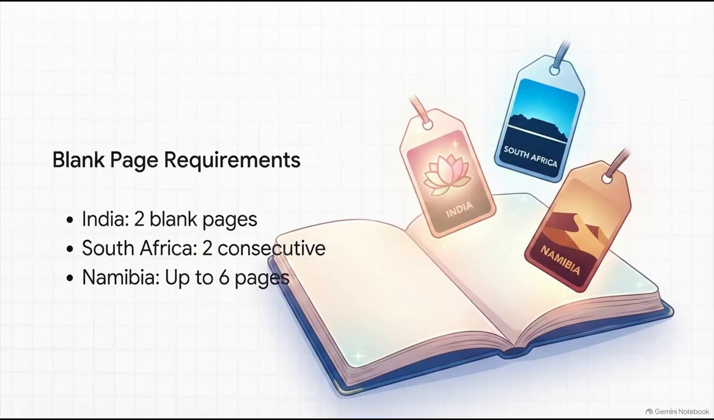And this brilliantly illustrates how seemingly arbitrary international rules can totally ruin a trip, as different countries have very specific, non-negotiable page requirements. Heading to India, you need at least 2 blank pages. South Africa, you need 2 consecutive blank pages facing each other. And Namibia, get this, they demand up to 6 blank pages. If you don't meet those exact requirements, border officers and airline gate agents won't even give you a second chance. You're just denied boarding, plain and simple.